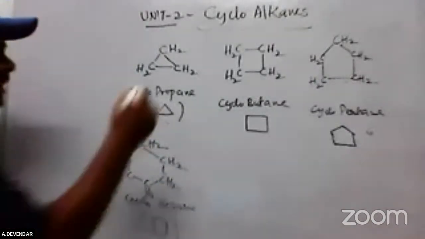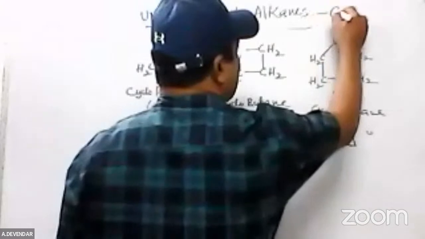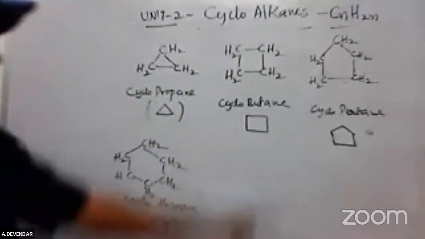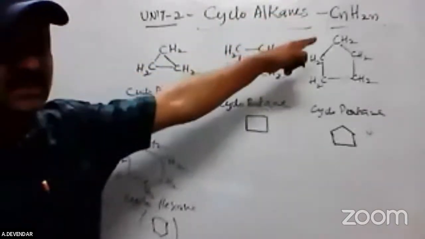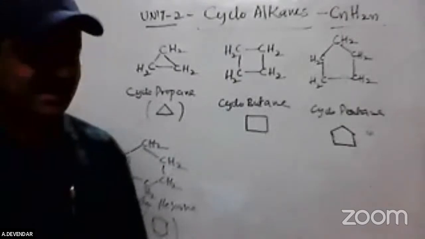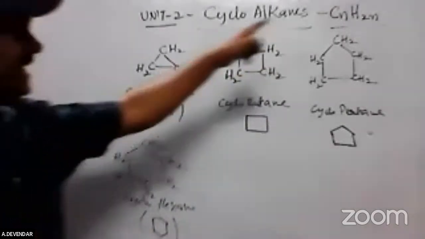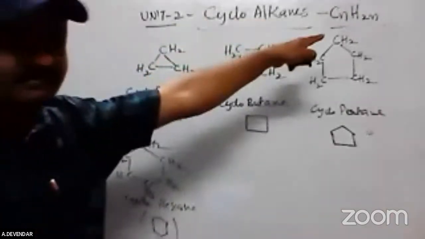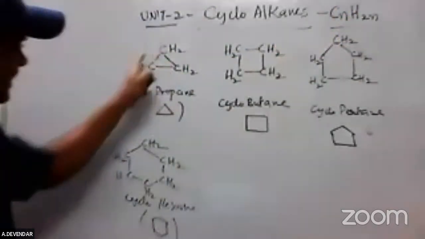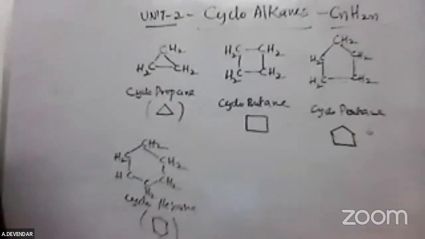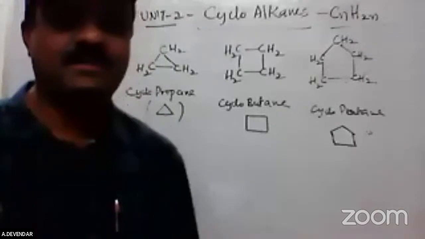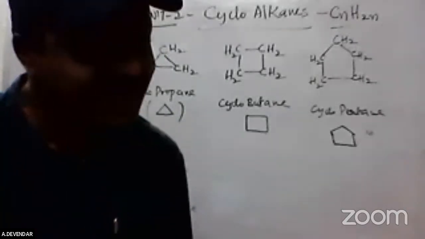So the general formula of cycloalkanes is CnH2n. Don't confuse it. This is actually also the general formula of alkenes, CnH2n. Here also the same formula. See, n equals 3 means C3H6. So the cycloalkane formula is also CnH2n, please remember. It is similar to the alkenes actually.